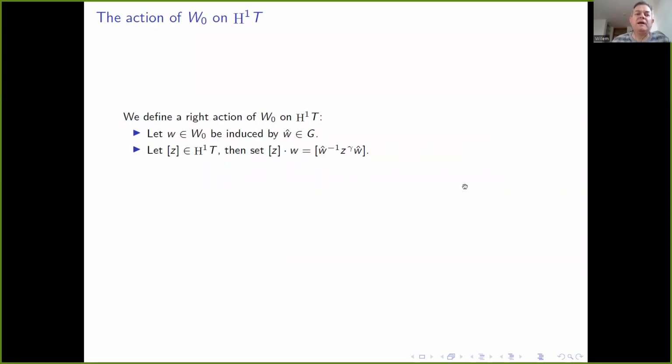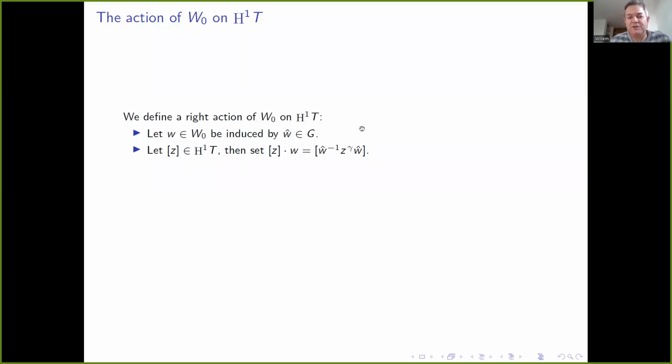And now we define an action of W naught on the H1 of T. So we consider the Galois cohomology set of this torus T, which, by the way, we know how to compute, right? Because of previous slides. And we define the right action of the group W naught on the H1 of T. And in the following way, we take an element of W naught induced by W hat in the group G. If we take a Z in the H1 of T, so the T also lives in the n times n matrices. So this is just an n times n matrix, this Z.